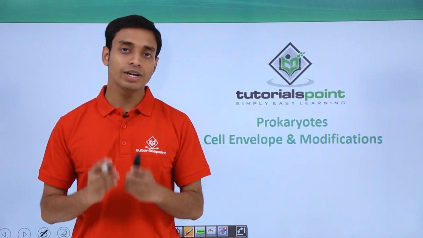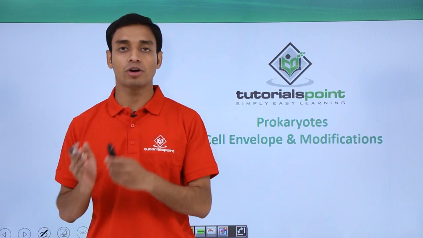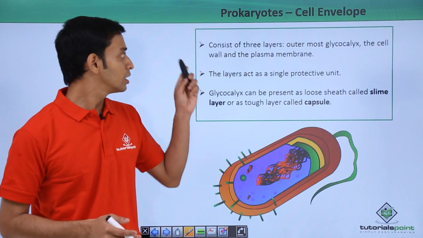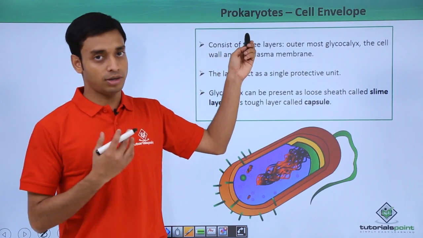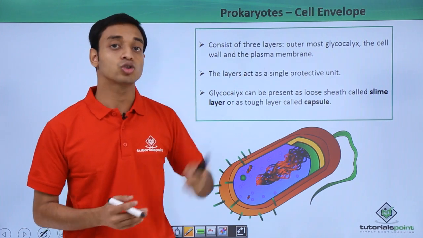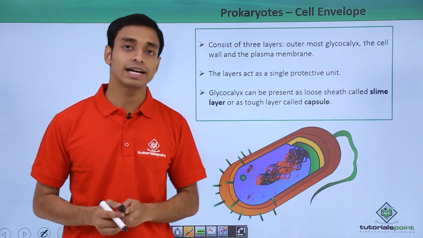In this video, we are going to talk about the cell envelope and its different modifications in case of the prokaryotic organisms. The cell envelope of a prokaryote consists of basic three layers. So what are these layers? The first layer, or the outermost layer, is known as the glycocalyx.